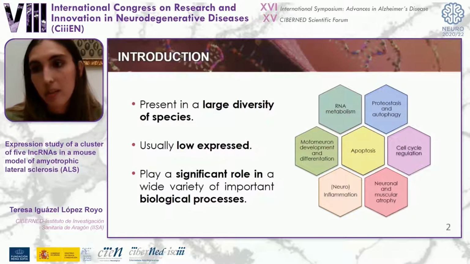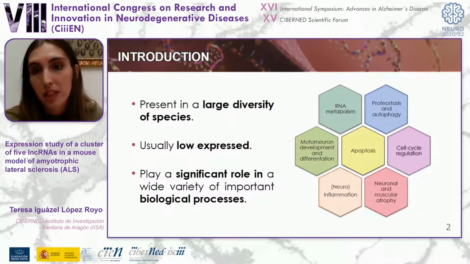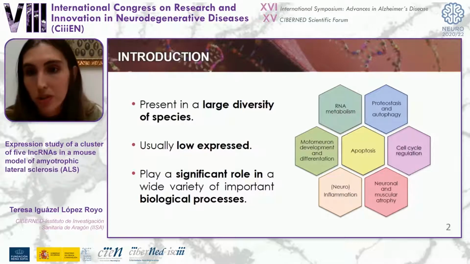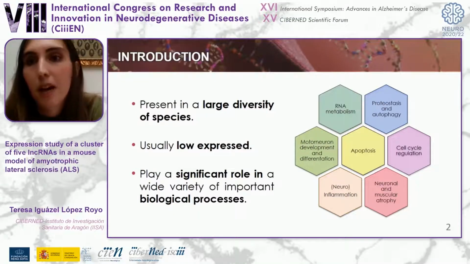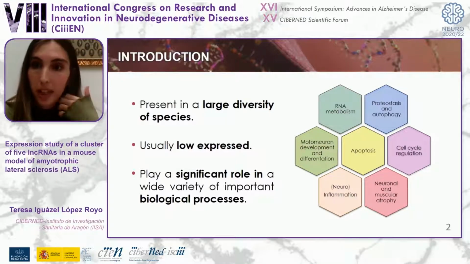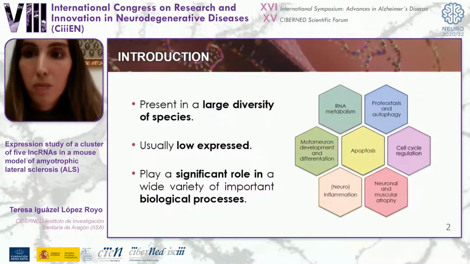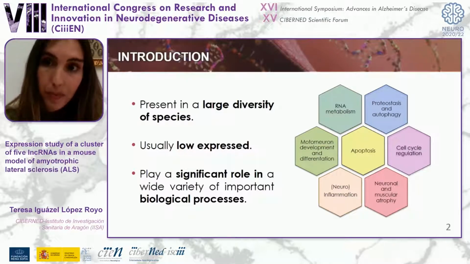In fact, they can act as transcriptional, translational, and epigenetic regulators of a wide diversity of genes, and also in other processes like proteostasis and autophagy, motor neuron development and differentiation, apoptosis, cell co-regulation, inflammation, and neuronal and muscular atrophy. Also, these processes have been detected as altered or misregulated in ALS. We thought that this kind of molecules could be good potential biomarkers for ALS.